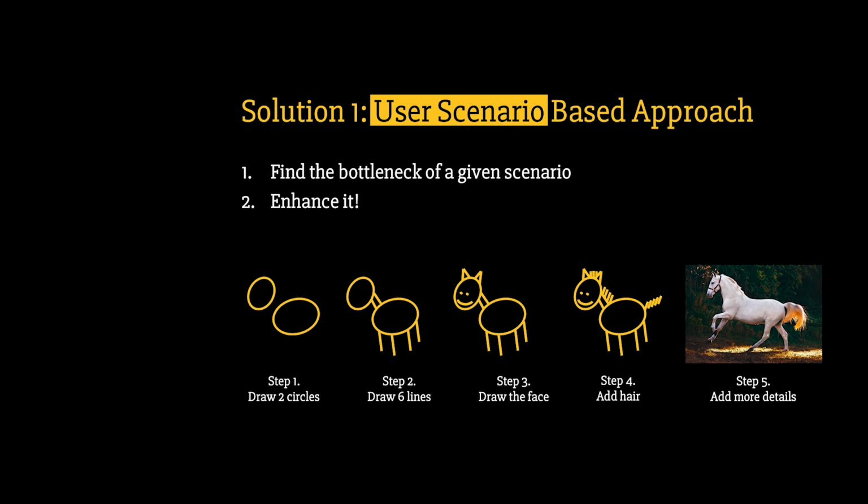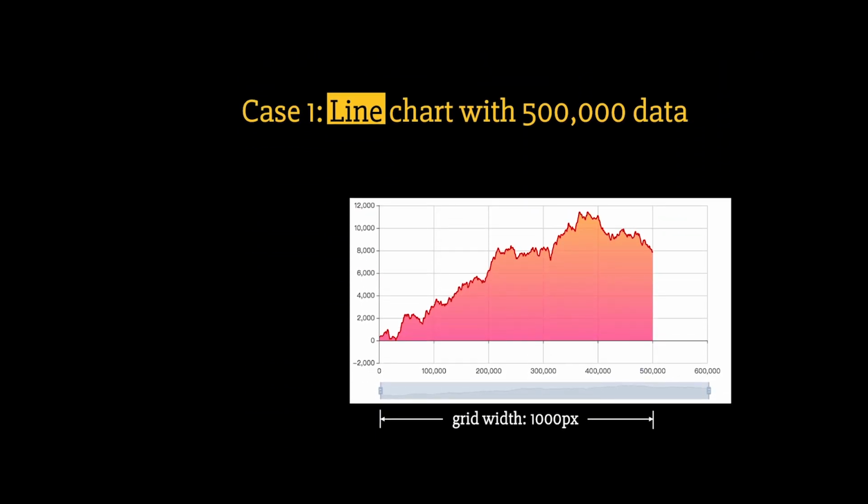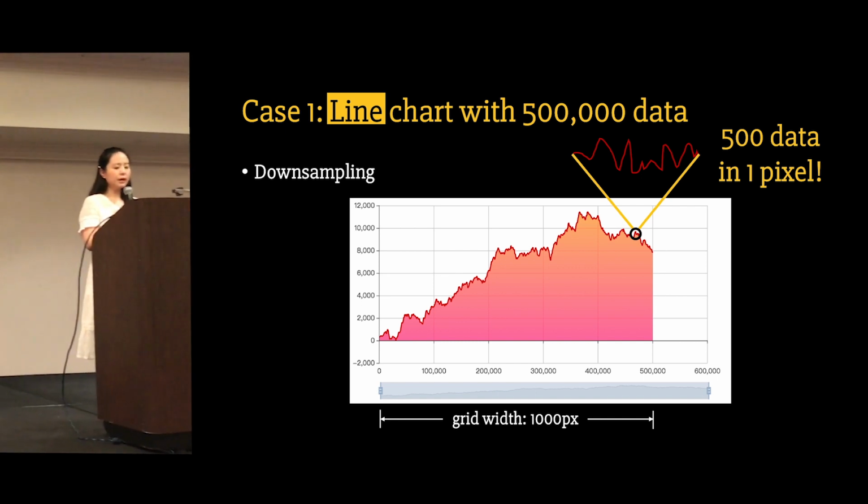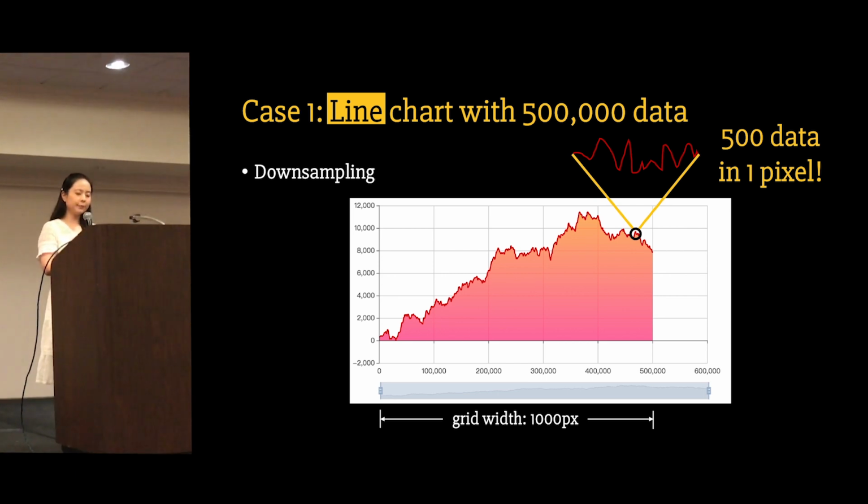But this is easier said than done, just like the joke of teaching you how to draw. So I'm going to use 2 examples to demonstrate it. In the first case, there is a line chart with 500,000 data. If the grid width is 1,000 pixels, then this means there are 500 data in a single pixel. Apparently, we can hardly find the difference unless the chart is zoomed in. So the solution is to reduce the sampling rate to 1 out of 500 perhaps.